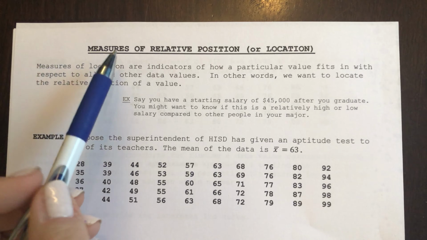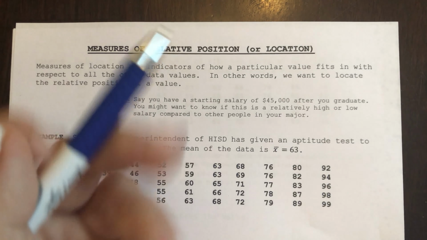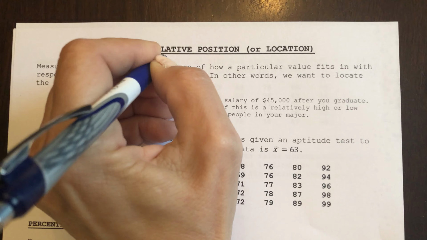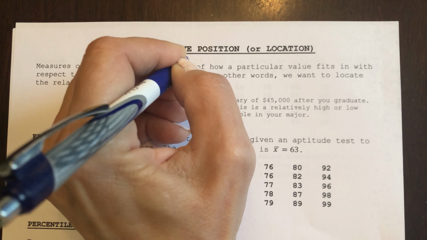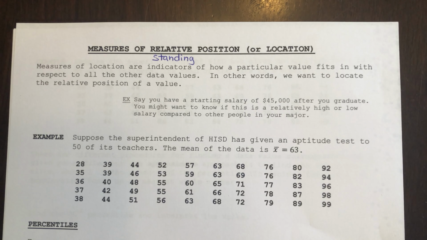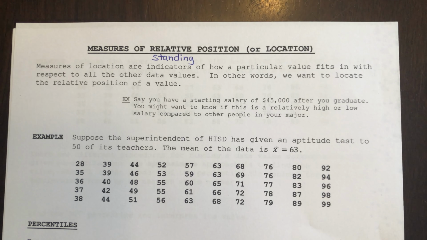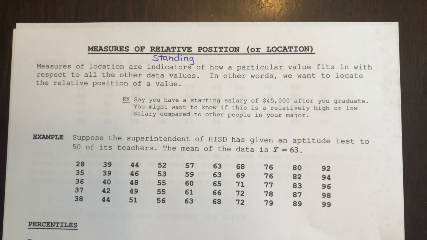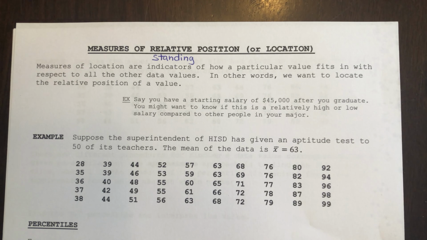We are going to talk about measures of relative standing, sometimes called measures of position or location. You're going to see these in all different ways. But basically what we're doing is taking one value from our data set and seeing how it compares to all the others. For example, on the next exam, you may want to know how your score compares to everybody else in the class. That's the idea: to see how one particular value relates to the others.